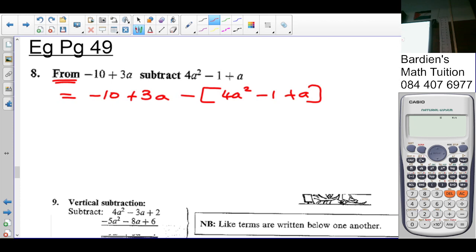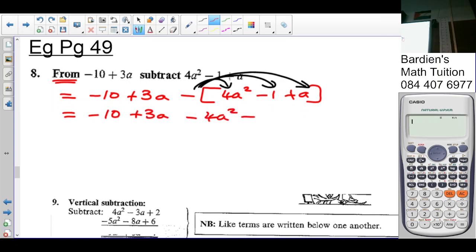You all can do that. No, that is one mark already. You can do that. Set up the sum. So what do we do now? We multiply the negative sign in. Not so? So what do we get? Negative 10 plus 3a minus 4a squared plus 1 minus a. Now what?